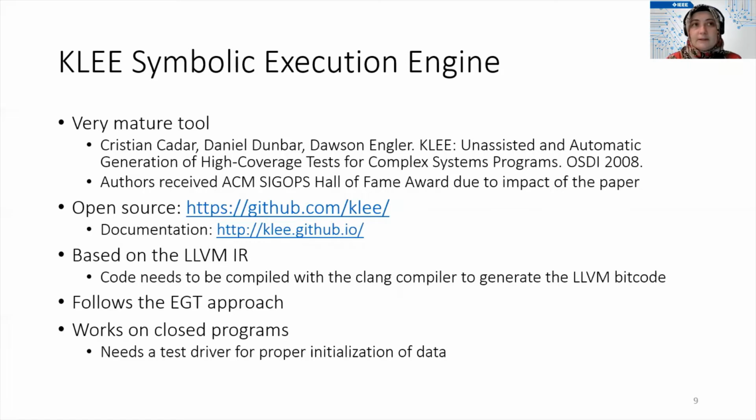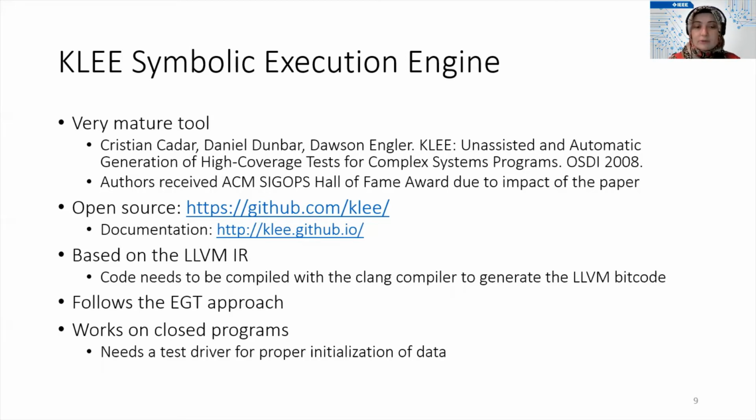So if you compile your code with the Clang compiler, then you can generate LLVM IR. And this is what KLEE expects as the input. So you don't provide the source files to KLEE. You compile your code with Clang, generate the LLVM bitcode, and provide this as an input to KLEE. The same works for prompt as we build it on KLEE. So KLEE follows the EGT approach that I mentioned. So it's basically the tree that I showed you, a tree of test cases and intermediate stages.